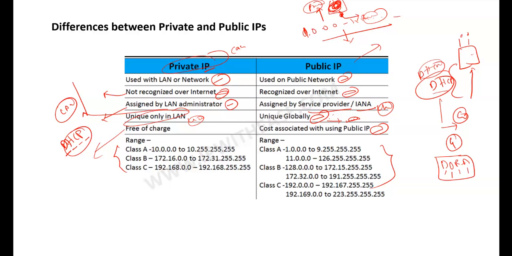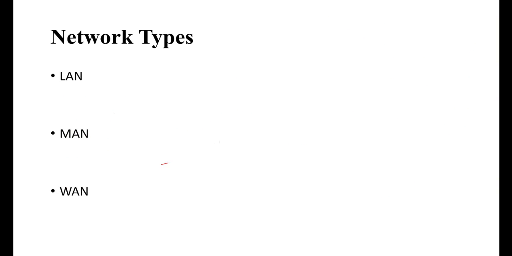Sorry. So we know these are the ranges of public and private IP addresses. From class A, class B, we have the 10 series, 172.16, and the 192.168 series. Apart from these, whatever IPs we have are the public IP ranges, and this is maintained by IANA. So let's go further and see network types.